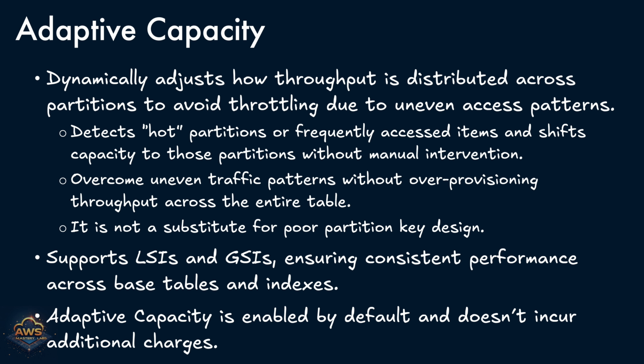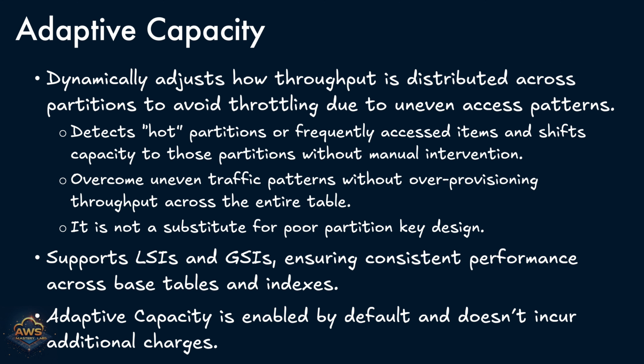Moreover, adaptive capacity isn't limited to base tables. It also supports local and global secondary indexes, LSIs and GSIs, ensuring performance benefits across all access paths. It reacts in near real time to shifting traffic patterns, which is especially beneficial for applications with fluctuating or unpredictable workloads. Perhaps best of all, adaptive capacity is enabled by default and incurs no additional cost, making it an integral, cost-effective part of DynamoDB's architecture.